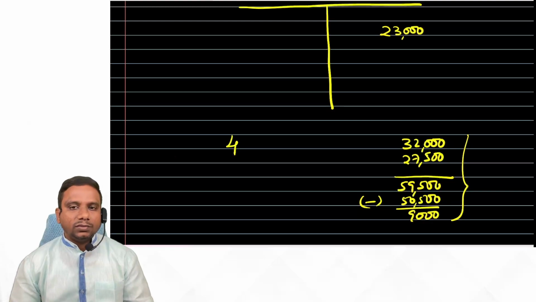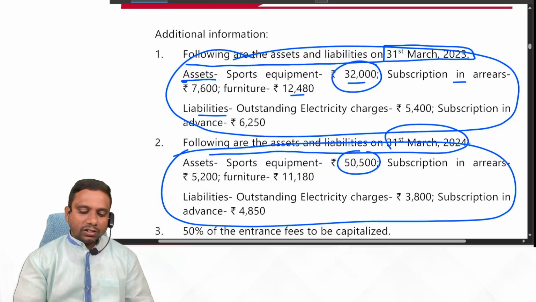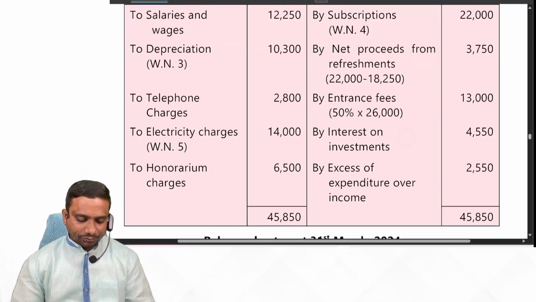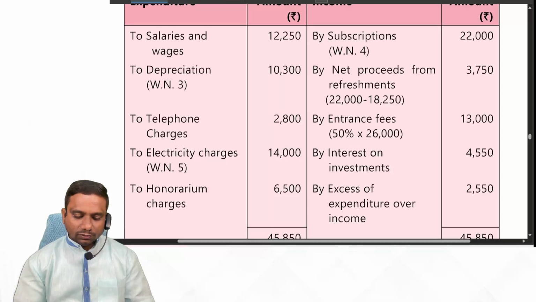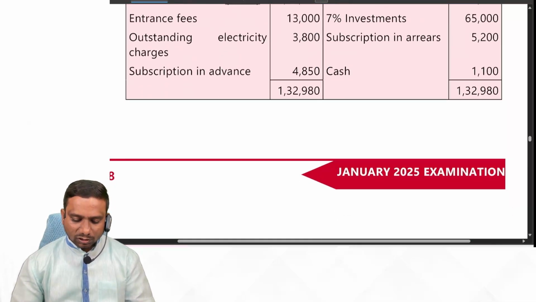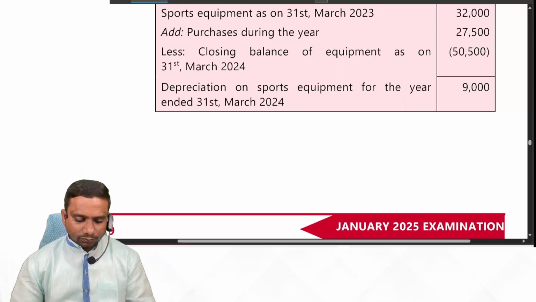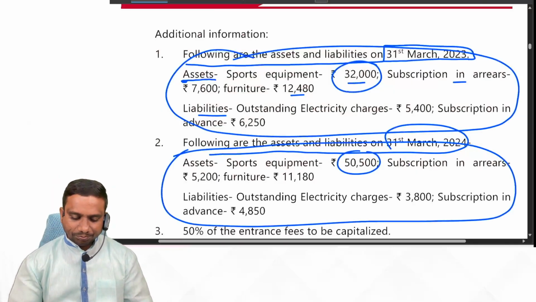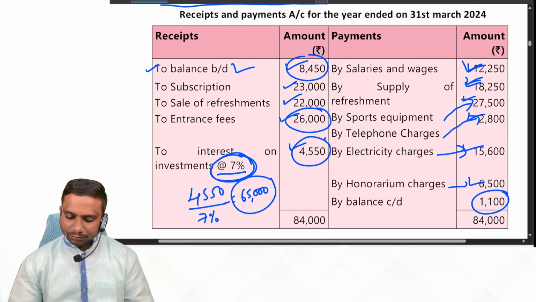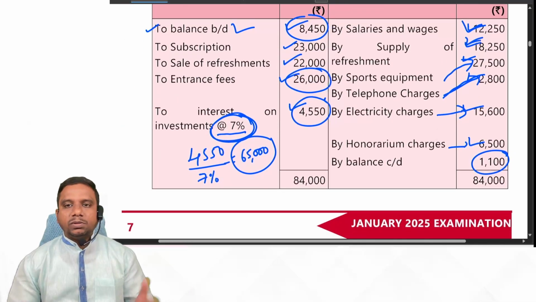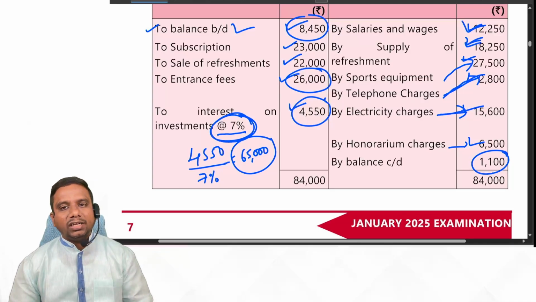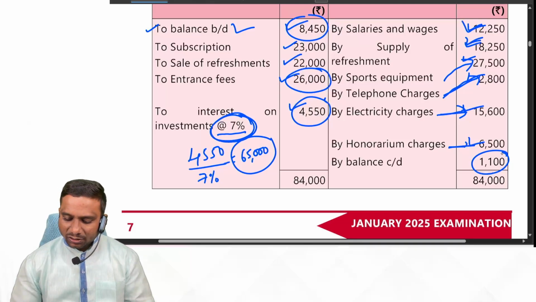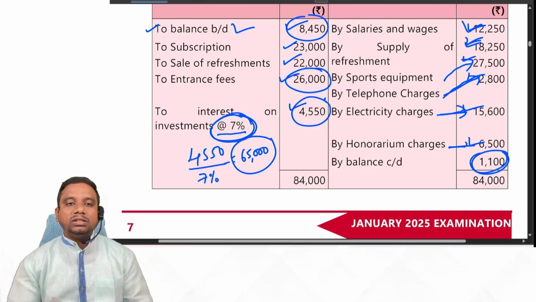Working note you can find at the end of the problem. So 9,000 is taken to the income and expenditure account, which side? Depreciation, they have given total depreciation. Here you have the working note. Yes or no, students? Telephone charges, income and expenditure account, debit side. Electricity charges, income and expenditure account, debit side. Honorarium, income and expenditure account, debit side. Balancing figure, C by D, 1,100, closing balance sheet.